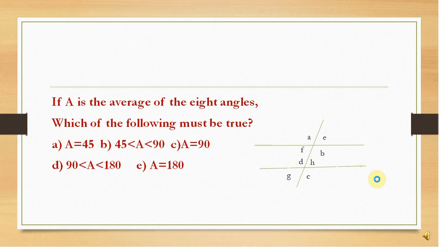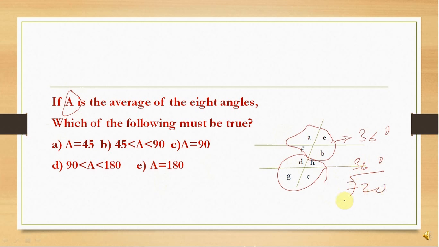So now let us take another example. In this example we are told that A is the average of the 8 angles. So there are 8 angles, 2 lines have been intersected by a line. We haven't been told that these lines are parallel, so we just have to find the average of the 8 angles. So we know that the sum of these 4 angles is 360 degrees and the sum of these 4 is 360 degrees. So the total is 720 degrees and we divide it by 8 and the average comes out to be 90 degrees. So our correct answer is C.